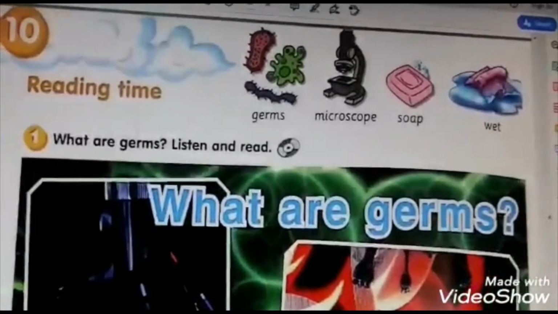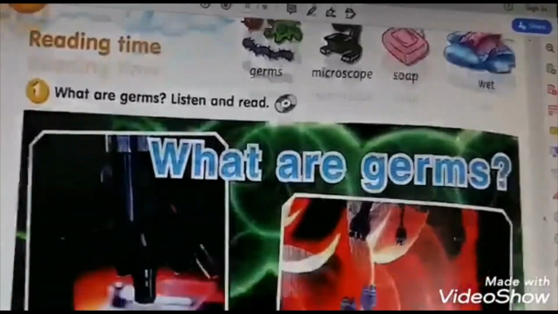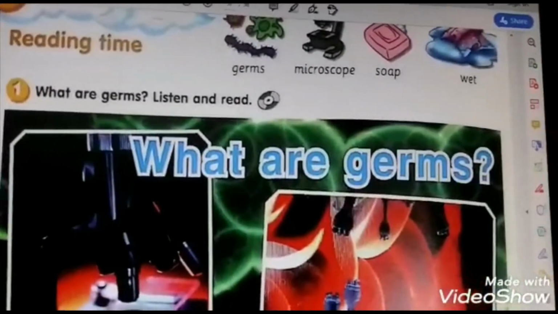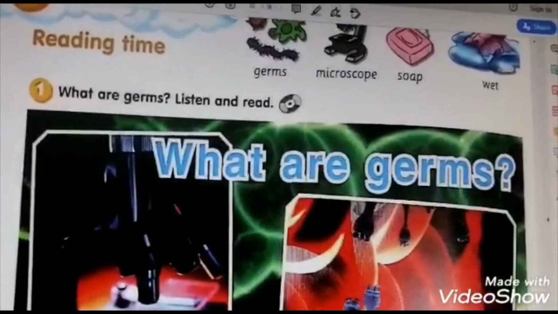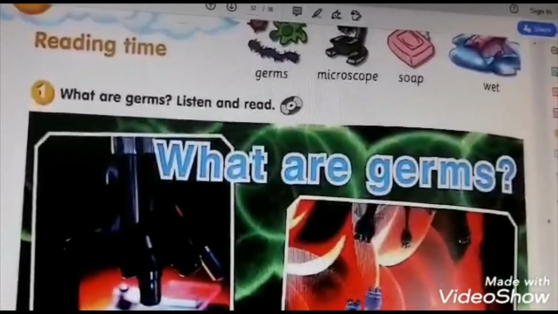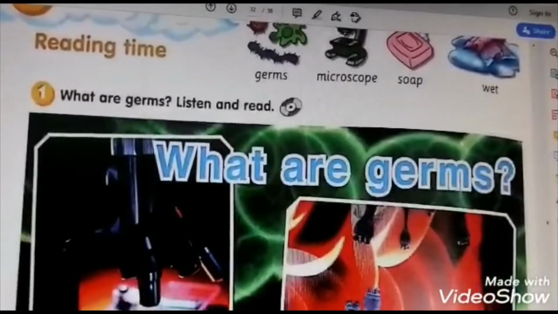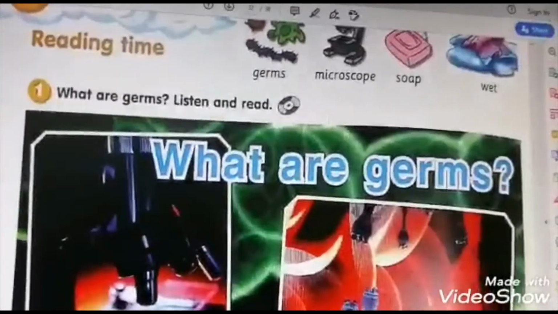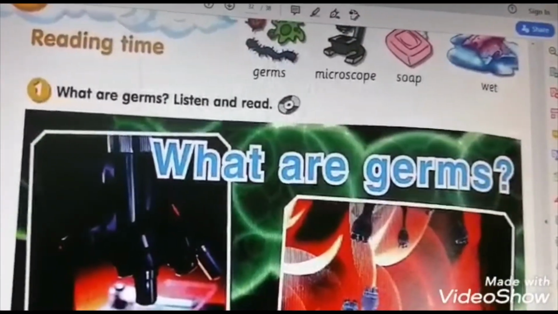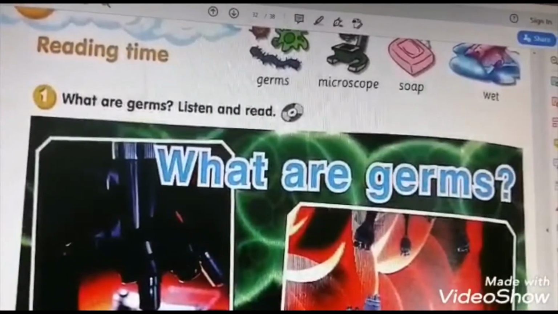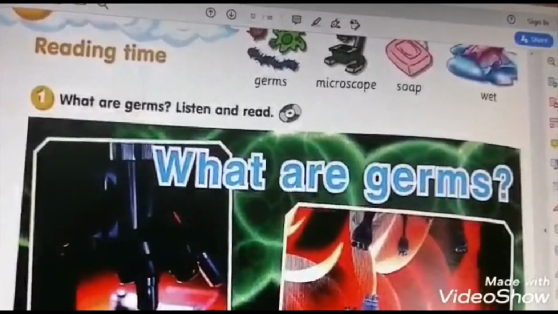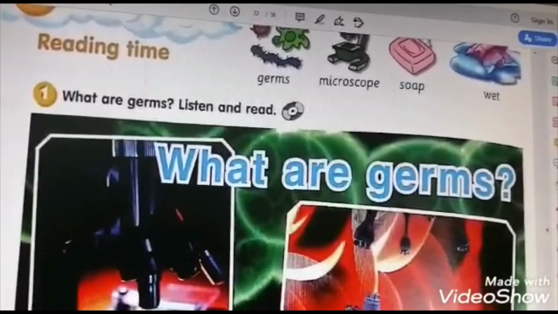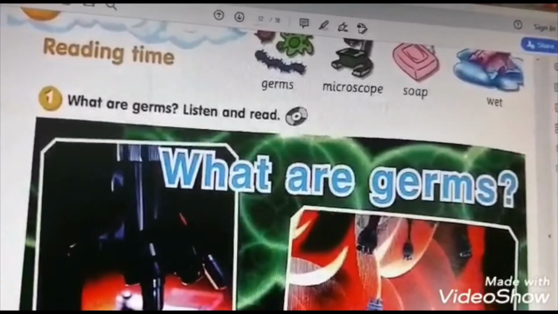Let's look at activity 1. What are germs? Listen and read. So here I will suggest that you read yourself and underline the words if you find anything new. So do you know what are germs? Are they harmful to people, and why? Let's have a look if we know about germs or not.